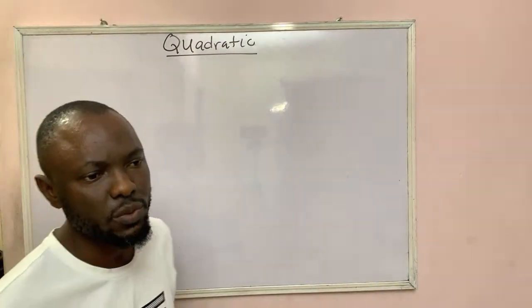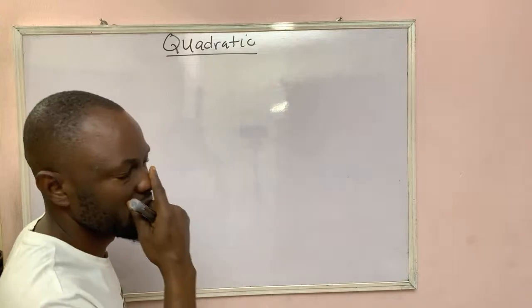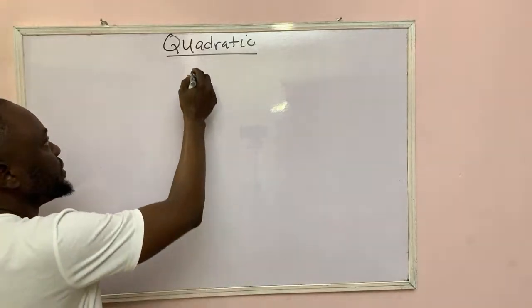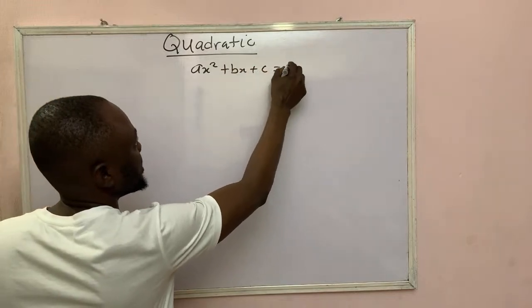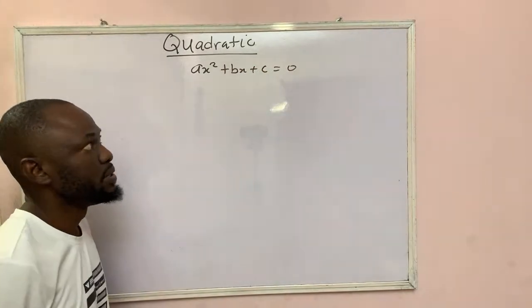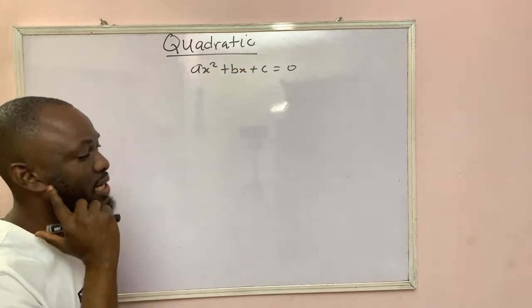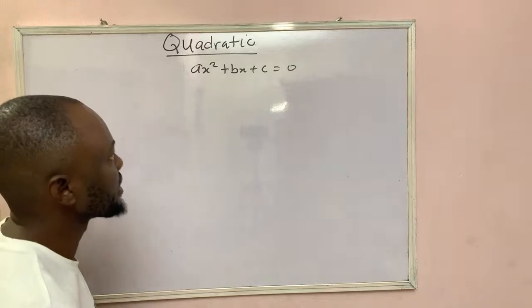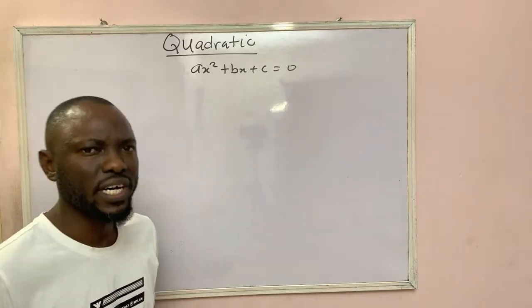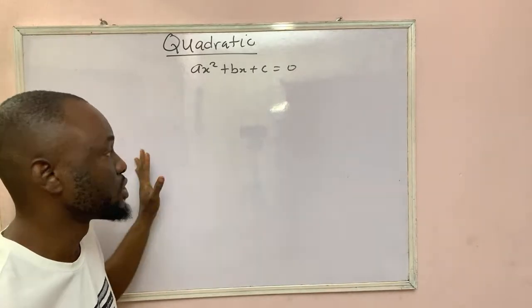Now, a quadratic equation has a general form, which can be written as ax squared plus bx plus c equals 0, where a, b, and c are constant values. And now we want to see how we can solve a quadratic by factoring. We'll be starting with the method of factorization.